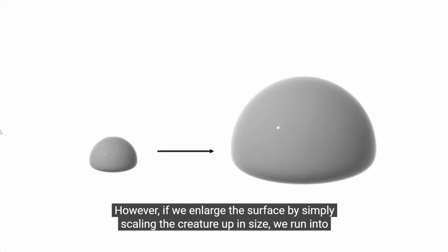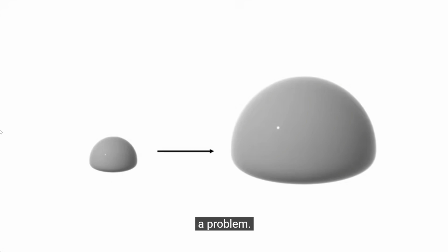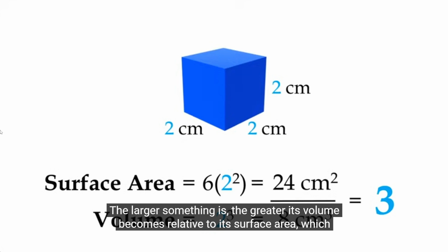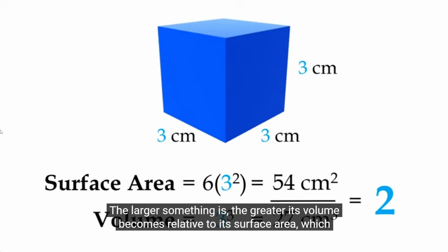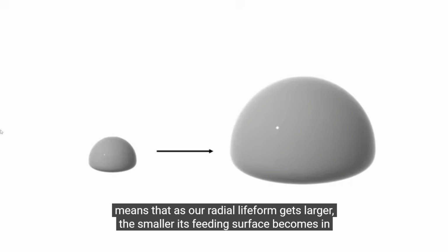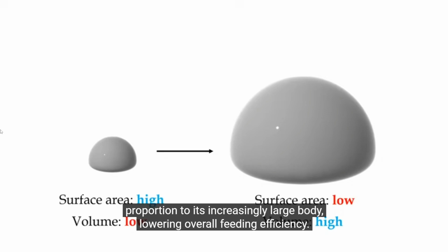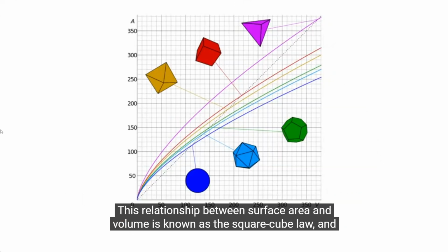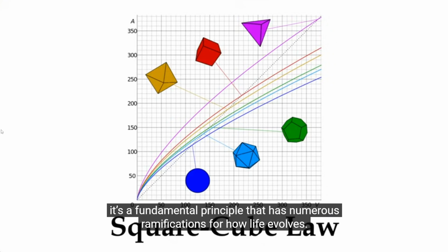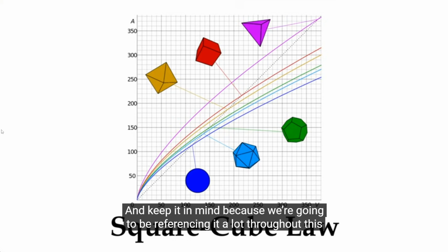However, if we enlarge the surface by simply scaling the creature up in size, we run into a problem. The larger something is, the greater its volume becomes relative to its surface area, which means that as our radial life form gets larger, the smaller its feeding surface becomes in proportion to its increasingly large body, lowering overall feeding efficiency. This relationship between surface area and volume is known as the square cube law, and it's a fundamental principle that has numerous ramifications for how life evolves. And keep it in mind because we're going to be referencing it a lot throughout this series.